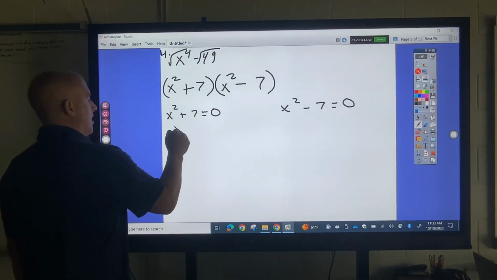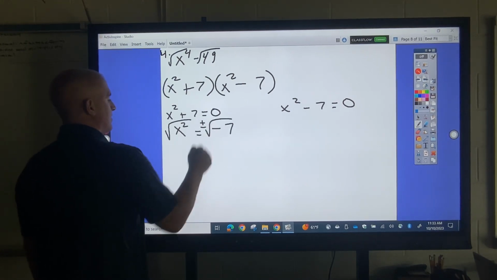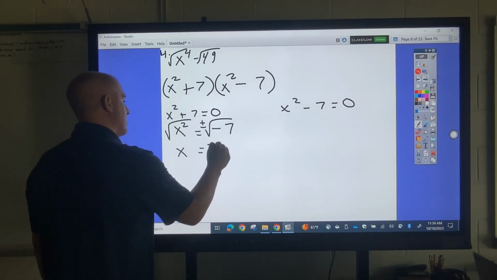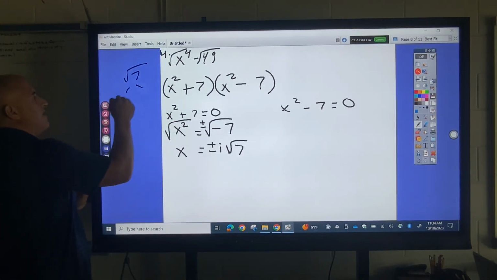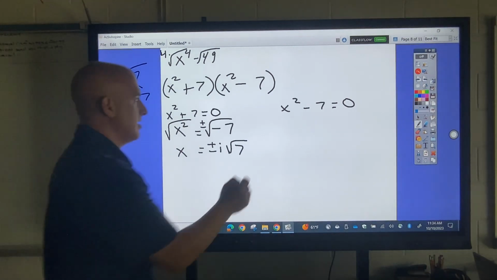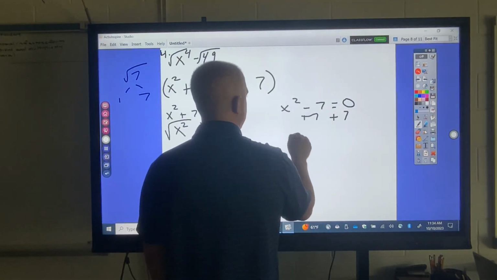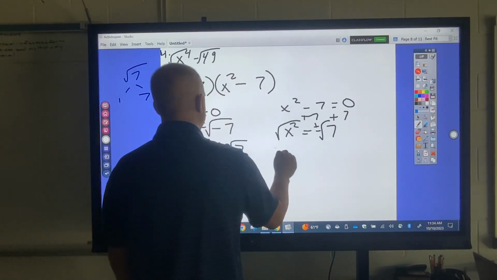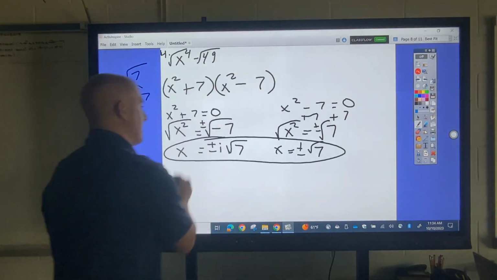This one, I would subtract 7, take the square root plus and minus. Now, the negative square root's got to have an i, and then 7 cannot break down because 7 does not have any pairs. It's a prime number. This one I would add 7, okay? So it's x squared equals 7, square root of it, plus and minus. Okay, so x equals plus and minus square root of 7. And those would be my answers.